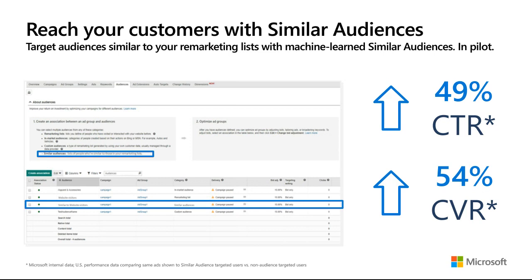You can associate it with your ad group, apply a bid boost, or do a target and bid using that similar audience. And the results we're seeing in the pilot are very strong. We're seeing higher CVRs and higher CTRs as compared to non-targeted users.